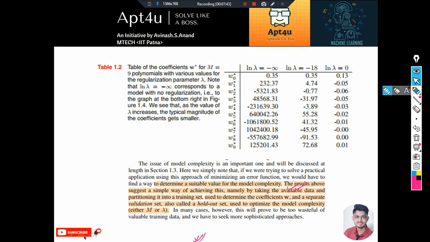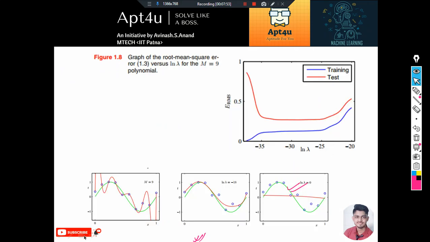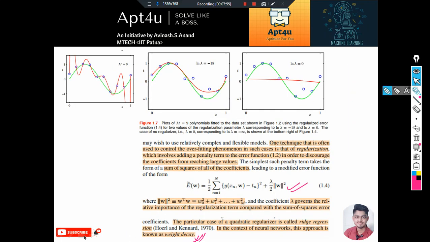So this is one of the tables that is shown. Here you can see what the error function actually was. Just remember this was the error function, and we are adding some penalty term here.